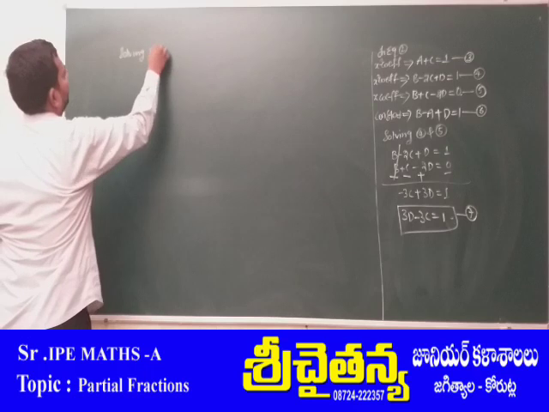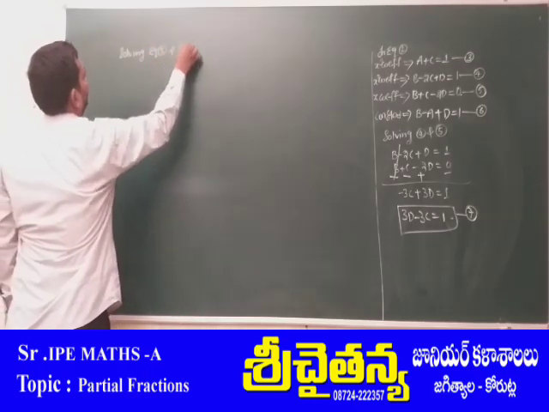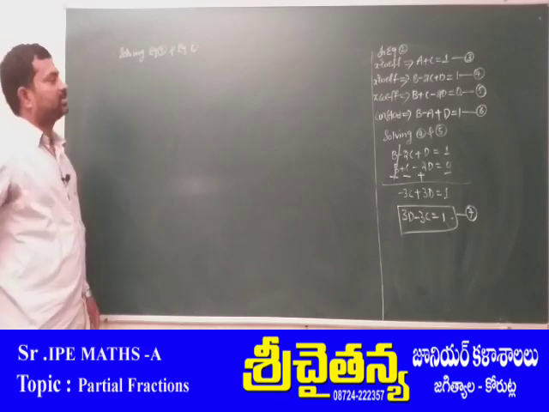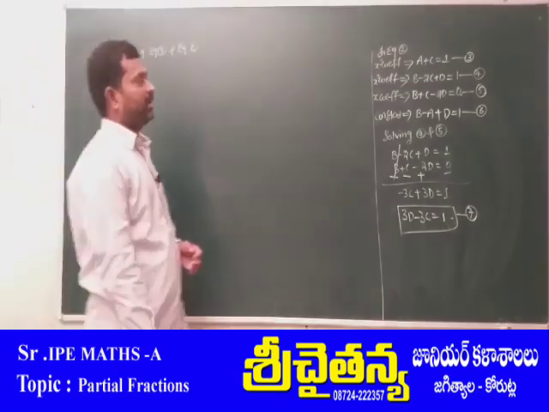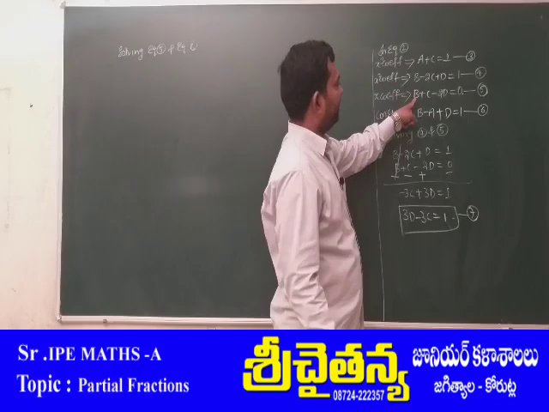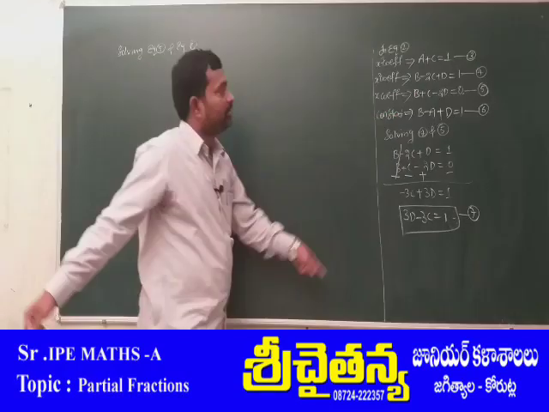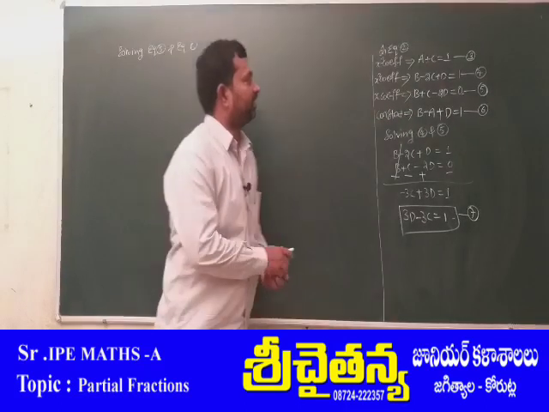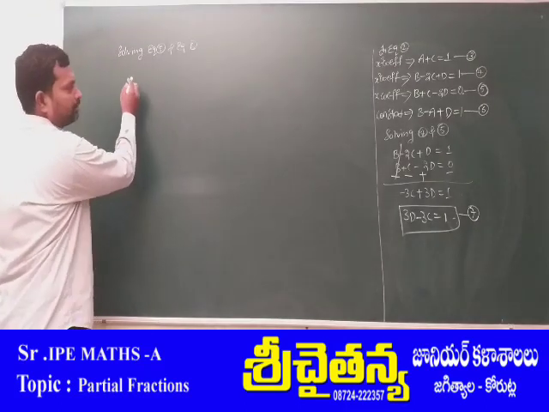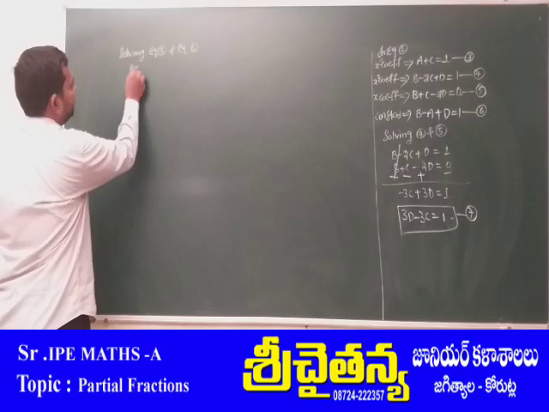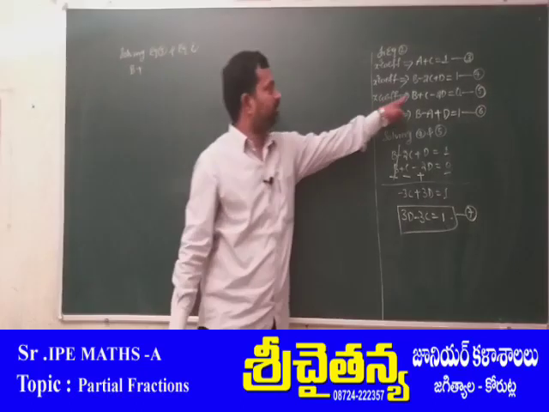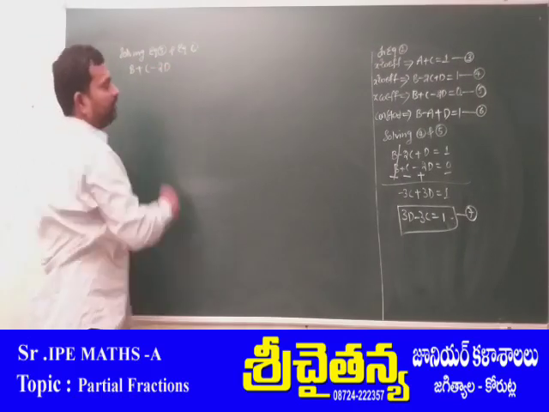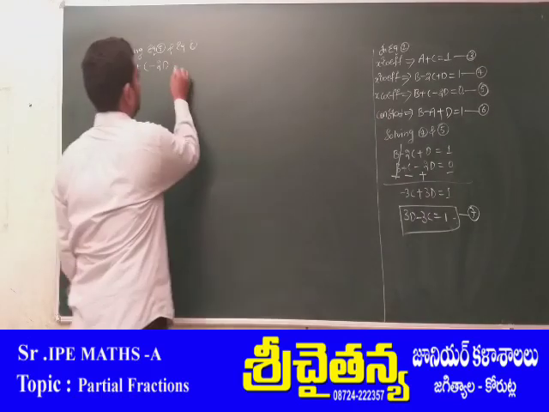Solving equation number 5 and equation number 6. What is in equation number 5? Again here we have b in equation number 5, and in equation number 6 also b is there. Just eliminate that one. So equation number 5, write the answer again: b plus c minus 2d is equal to 0.